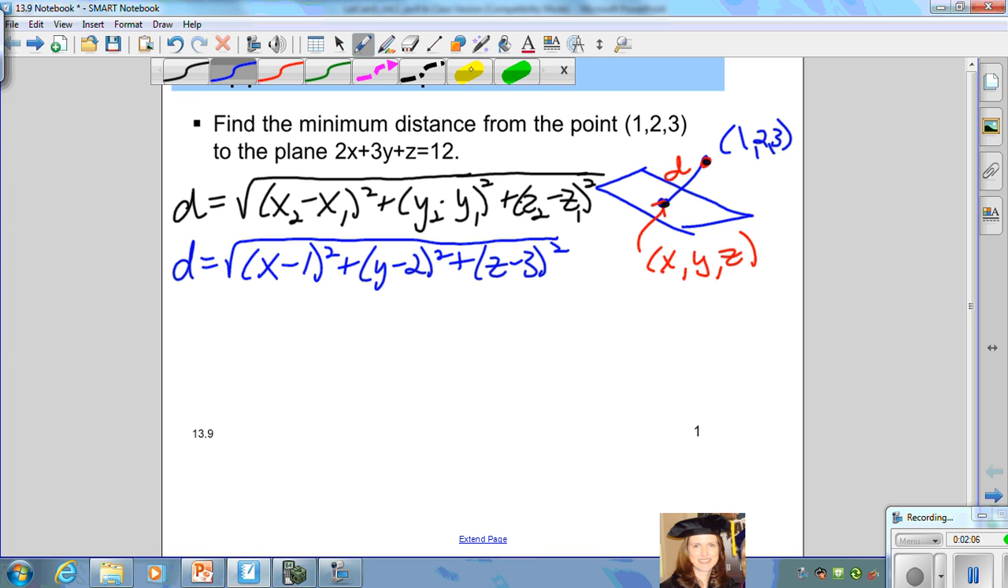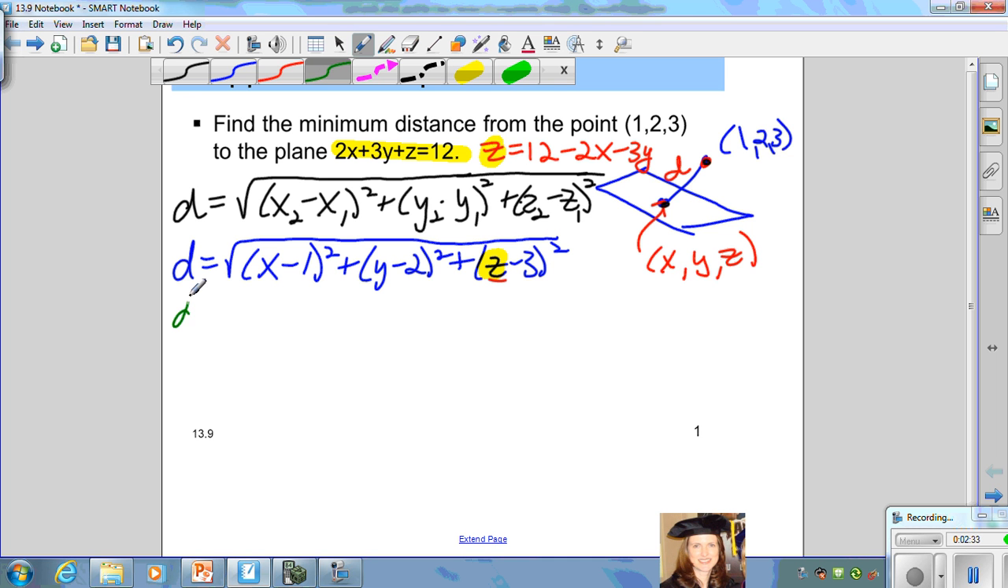In order to use the second partials test, we need to find d as a function of 2 variables. Now the way we're going to take care of that is to use this equation of the plane. This is what we call our secondary equation. If we solve this equation for z, z would equal 12 minus 2x minus 3y. So we can replace the z in the distance equation with what the z equals in our secondary equation.